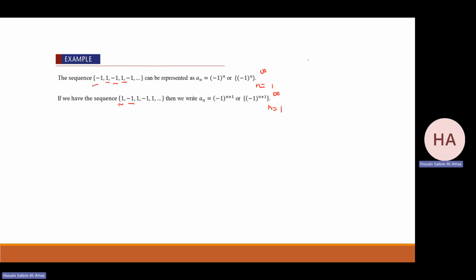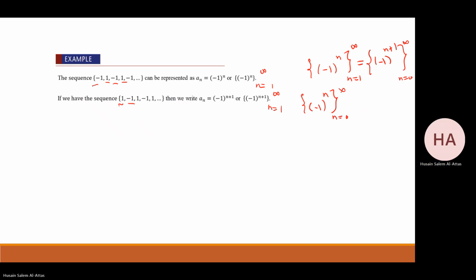What I meant in this one is the same as this one, where n is equal 0 to infinity. These are the same. Now, if I want it to be 1, minus 1, I will write it either minus 1 to the power n starting from 0, meaning my first one will be 1. Or I can write it minus 1 to the power n plus 1 starting from 1. Both are correct.